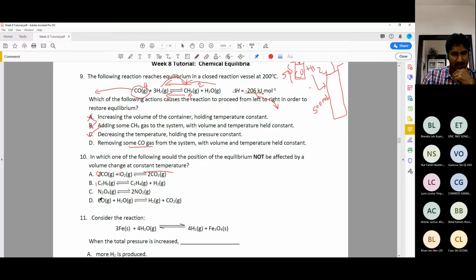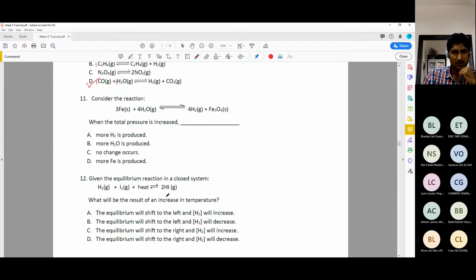But D, I see that it is 1, 1, 2, 1, 1, 2. So D will not be affected. There will be no problem. If you increase the volume or decrease the volume or increase the pressure or decrease the pressure, it does not matter. So D will not be perturbed.